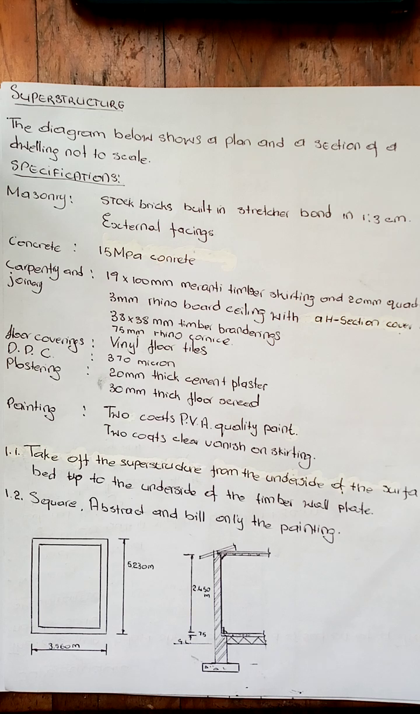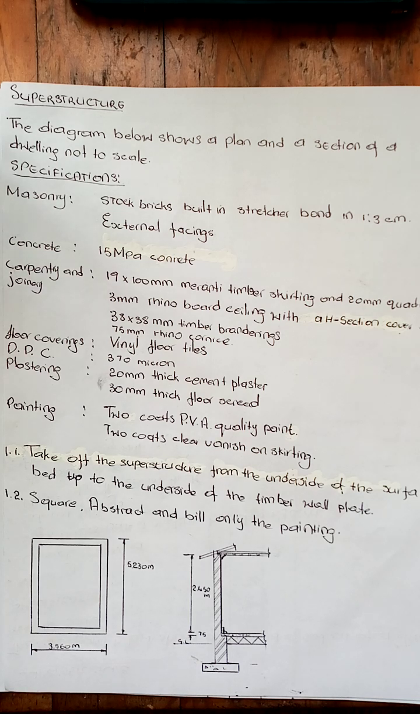micron. That is the DPC. Plastering: 20 millimeter thick cement plaster, 30 millimeter thick floor screed. Painting: 2 coats PVA quality paint, 2 coats clear varnish on skirtings. Now 1.1, take off the superstructure from the underside of the surface bed up to the underside of the timber wall plate. 1.2, square, abstract and bill only the painting.